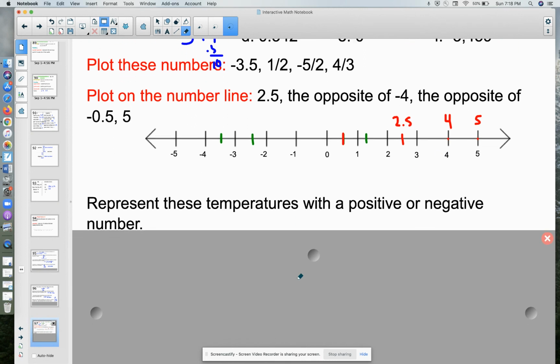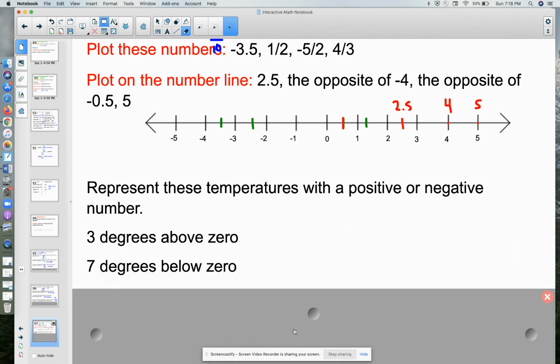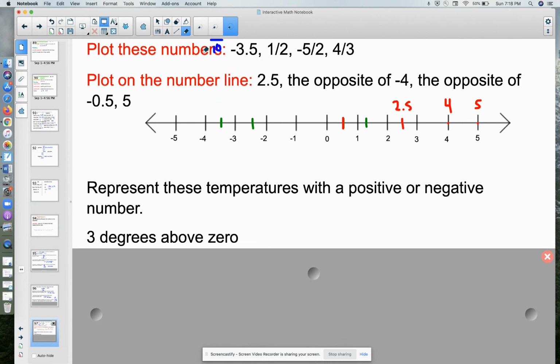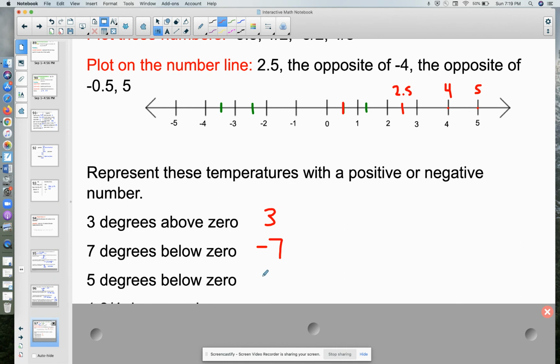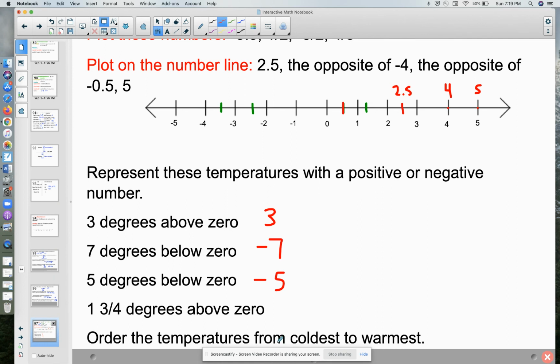All right. Represent these temperatures with a positive or negative number. 3 degrees above 0. Would that be positive 3 or negative 3? Positive 3. 7 degrees below 0. Positive 7 or negative 7? Negative 7. 5 degrees below 0. 5 or negative 5? Negative 5. And then 1 and 3/4 degrees above 0. Would it be 1 and 3/4 or negative 1 and 3/4? It would be 1 and 3/4.